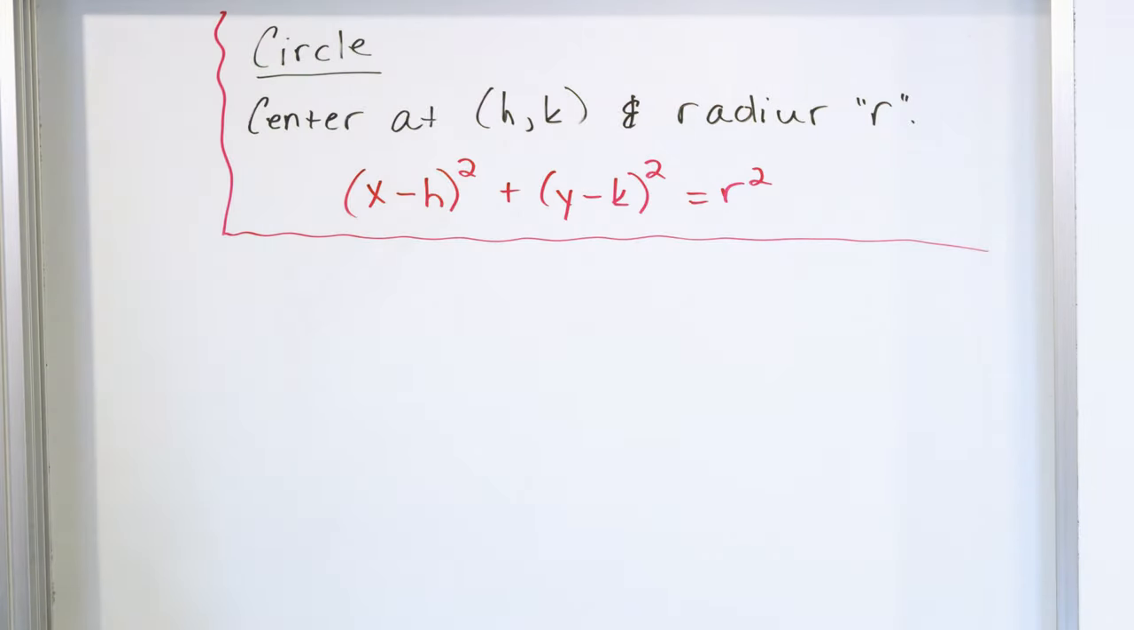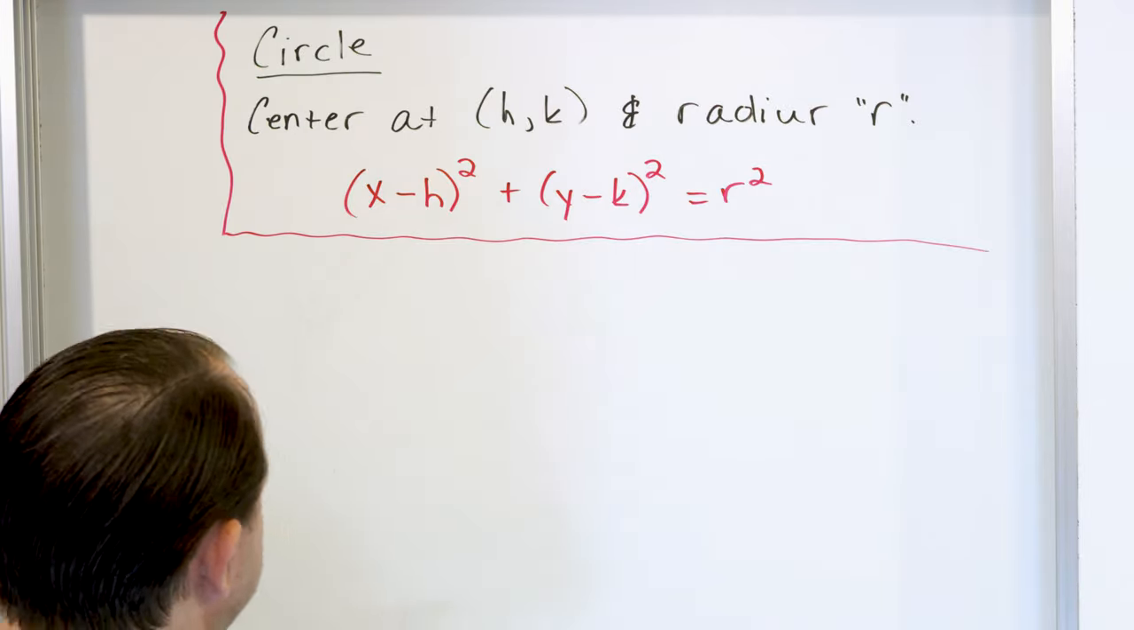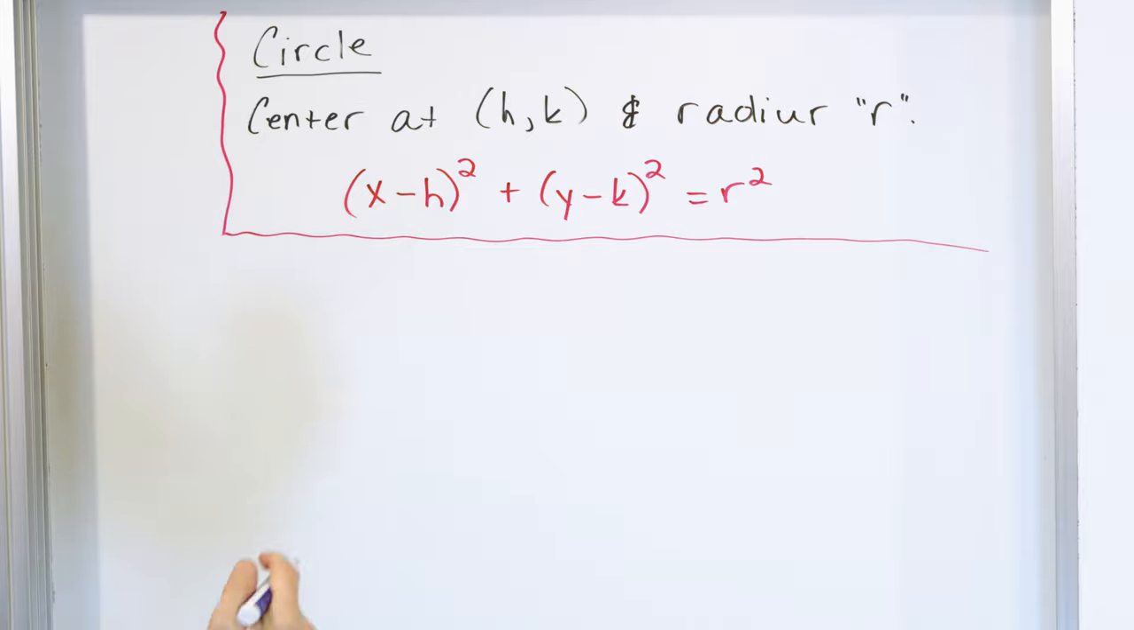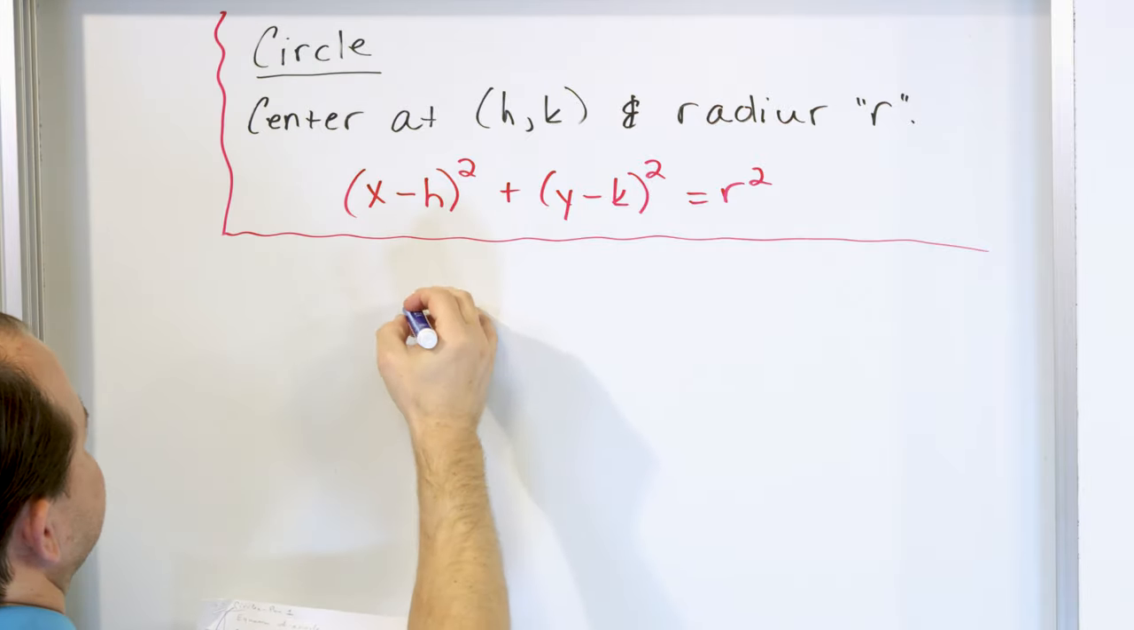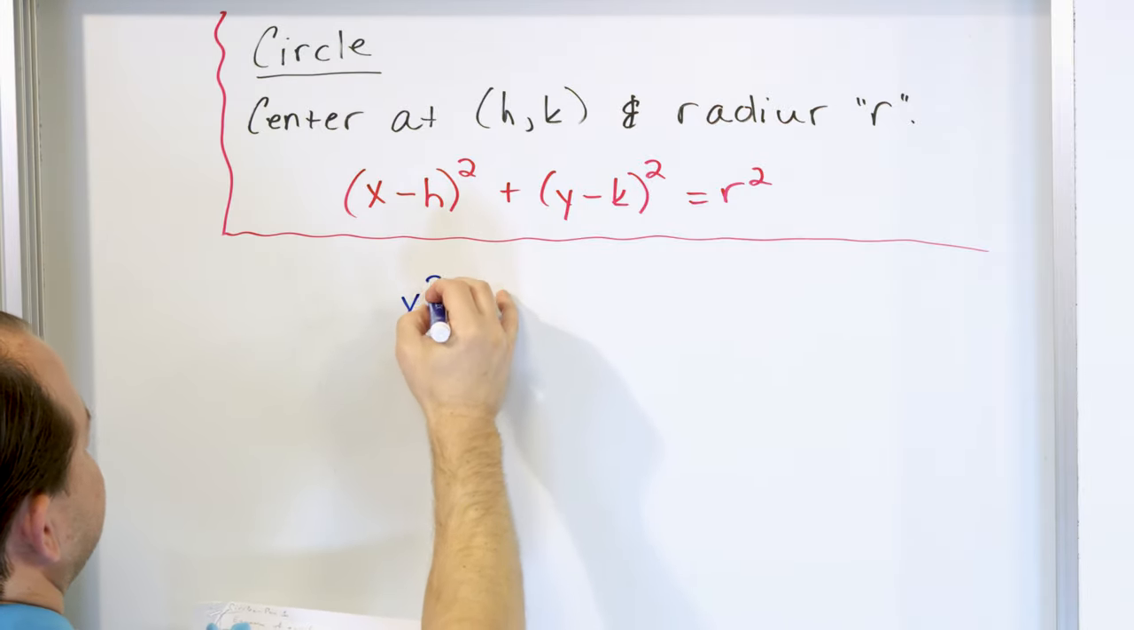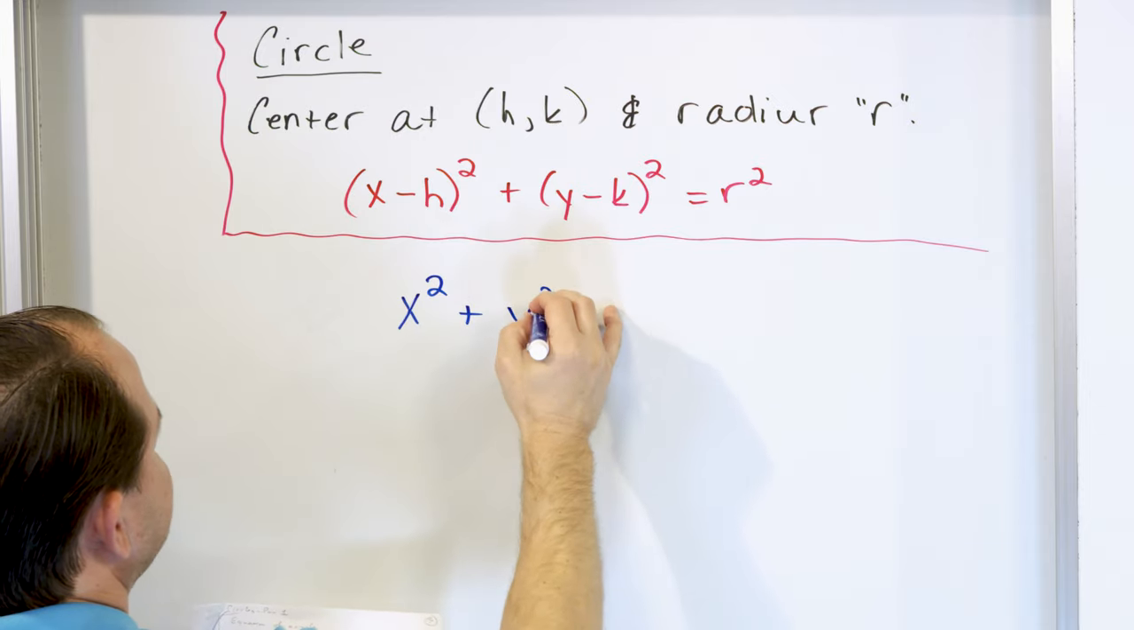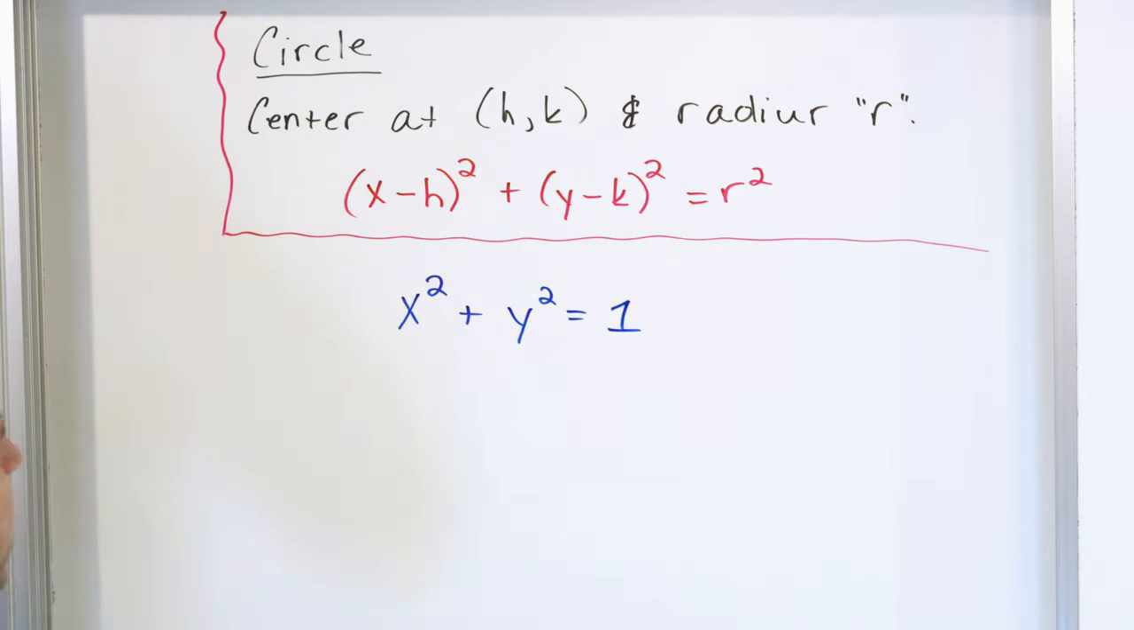All right, so let's jump into some examples to show you how to use this equation really quickly, and then we're going to derive it. I'm going to show you where it comes from. All right, so let's take the most simple circle I can probably think of. Here's the simplest one in existence. x squared plus y squared is equal to 1. This is an equation of a circle.